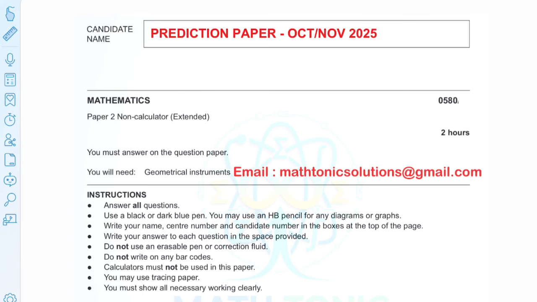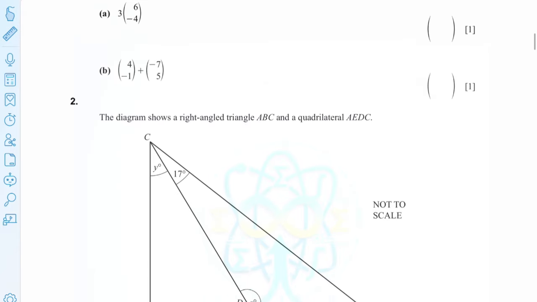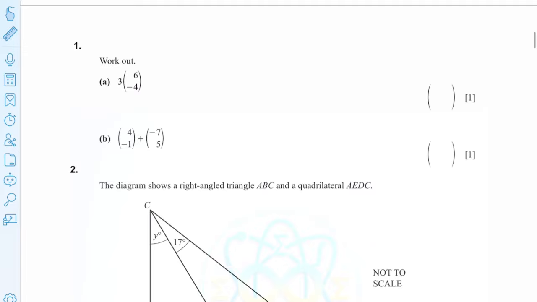The students who are preparing for this October-November exam, this paper 2 non-calculator paper will be very helpful for you. We are expecting some questions in this exam, so let's practice this, okay? Let's start. The first question is about vectors.